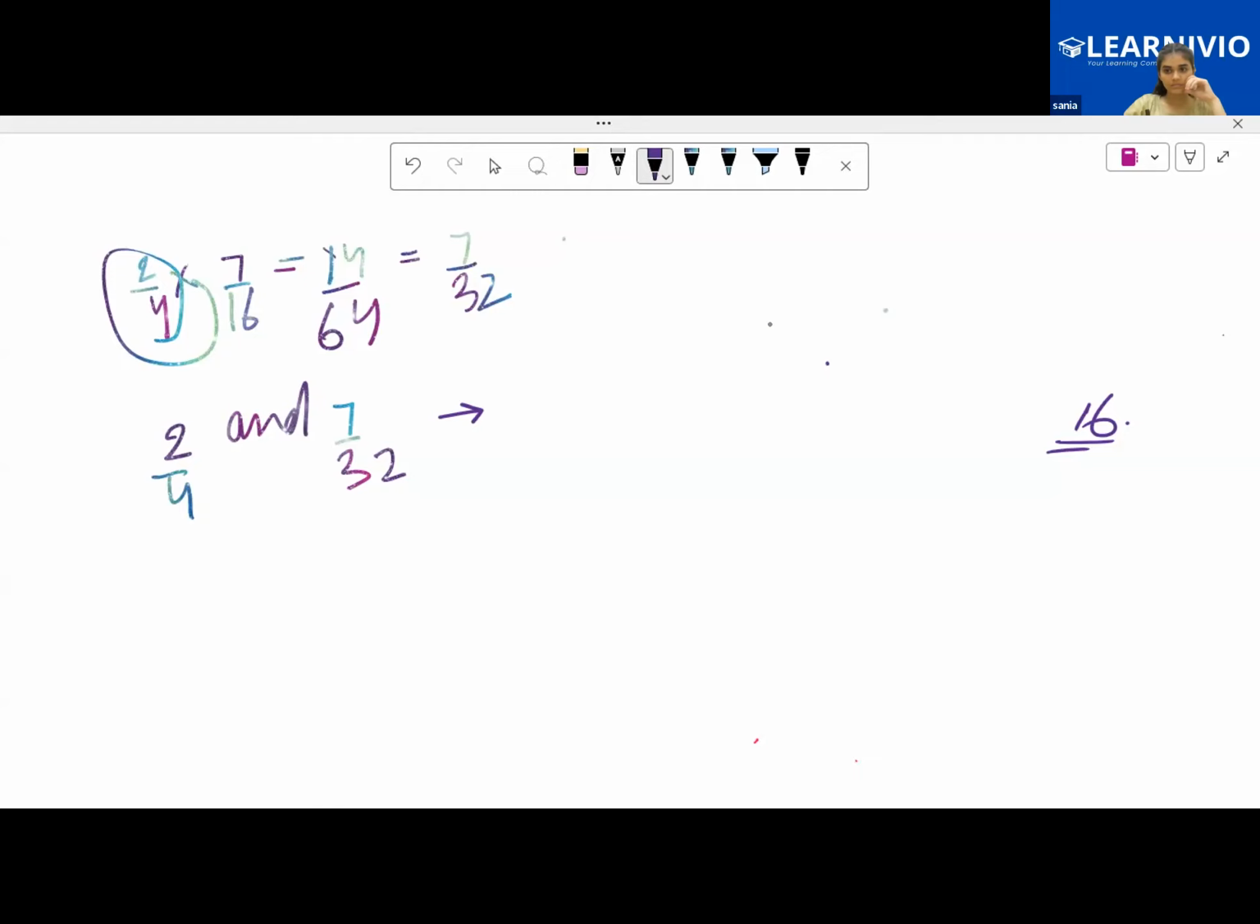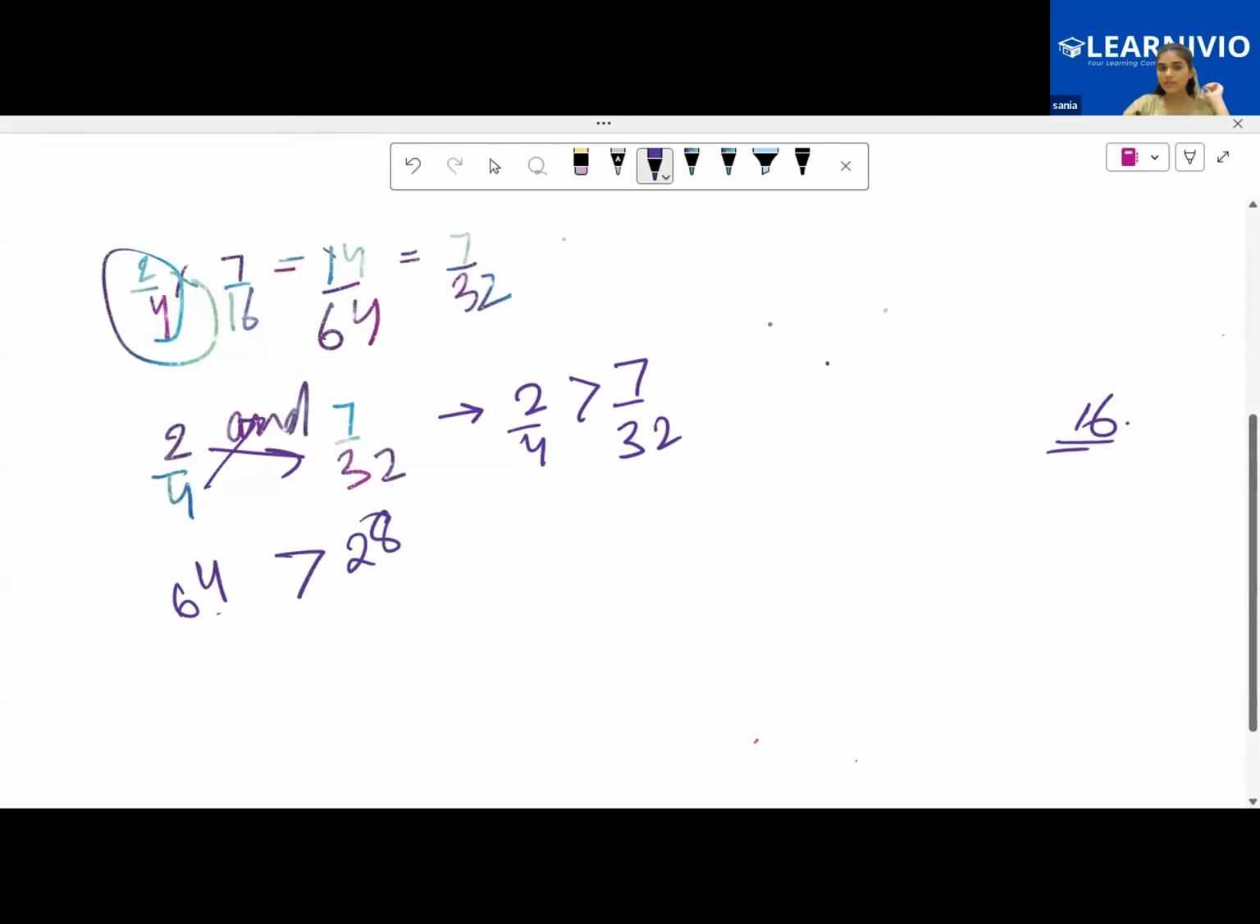Ma'am, 2 by 4 is greater than 7 by 32. Okay, 2 by 4 is greater than 7 by 32. How did you do it? We basically cross multiply, right? So when you multiply 2 into 32, you'll get 64, and 4 into 7, you'll get 28. Since 64 is greater than 28, that means 2 by 4 is greater than 7 by 32.